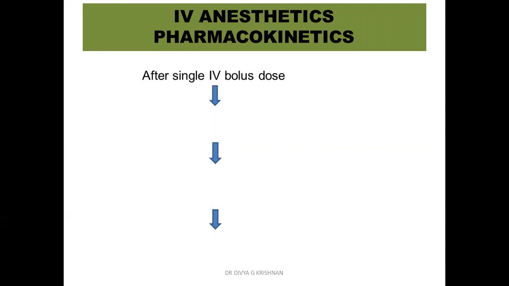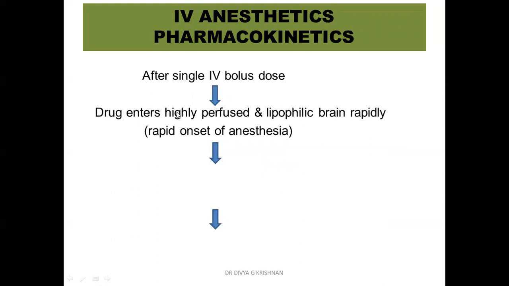We'll now look into the pharmacokinetics of IV anesthetics. We'll do it step by step. First, after a single IV bolus dose. Most of the inducing agents are given by the intravenous route. So what happens after a single IV bolus dose of intravenous anesthetics? The drug will first enter the highly perfused and lipophilic organs like the brain. That means the organs which have good blood supply. The drug will reach there first. One example of such an organ is the brain. Once the drug reaches the brain, it will produce rapid onset of anesthesia, that is, there is a rapid loss of consciousness.